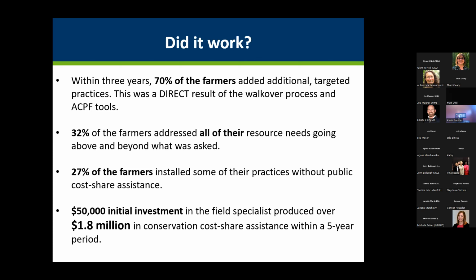using their own dollars. The other thing that's really interesting as well was that we found that that initial $50,000 investment for that field walkover specialist, which was Ron, to do those walkovers, ended up producing about 1.8 million in terms of cost share assistance dollars, in those small watersheds. So Ron was able to line up a lot of projects in a short amount of time, and fortunately we were able to have both the state and federal dollars available to leverage and make that cost share available to those producers.